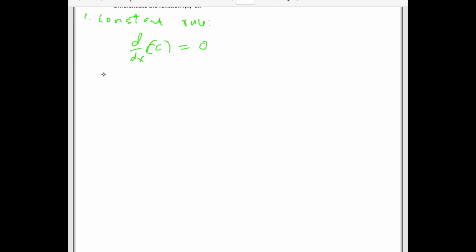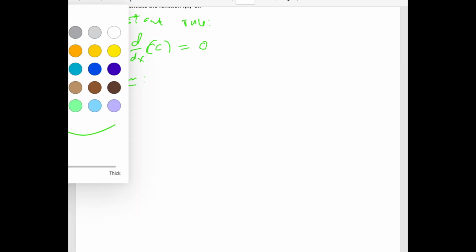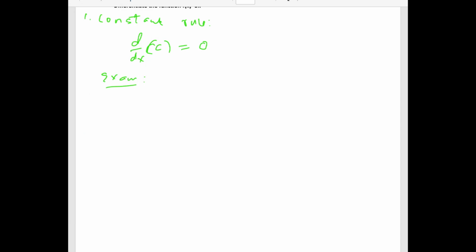Maybe we can try some examples here, and we can have a very simple example. Let's say you have a certain constant and you want to find its derivative, which is 5, and it's supposed to be equal to 0 whenever you find its derivative. Let me give you this one.